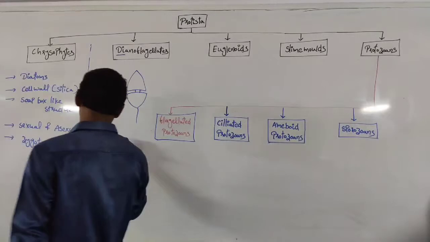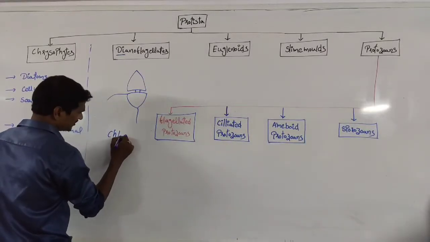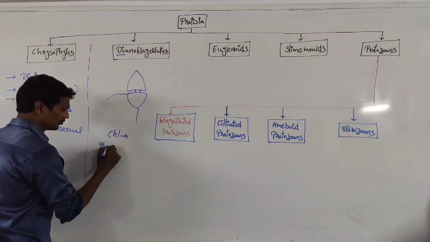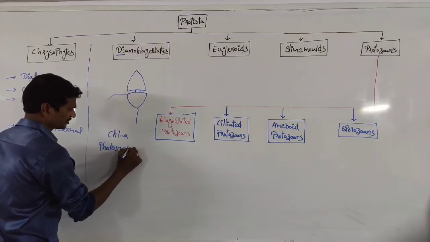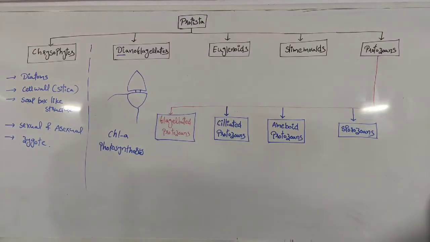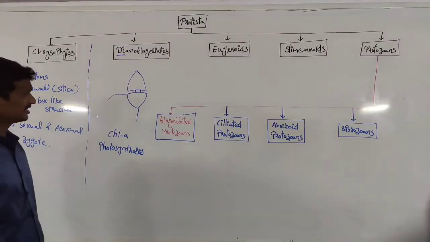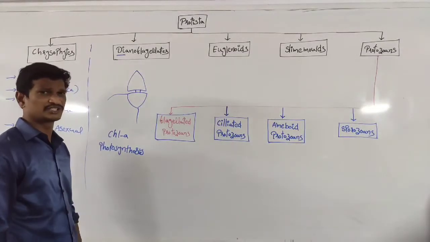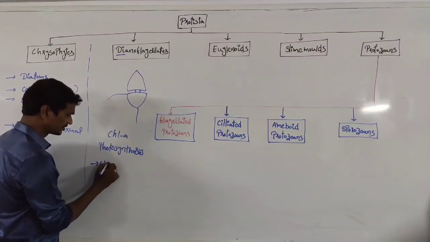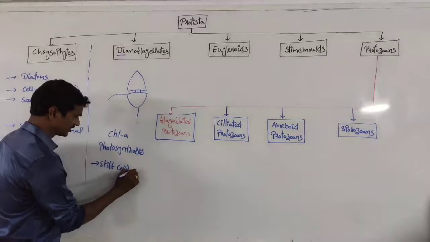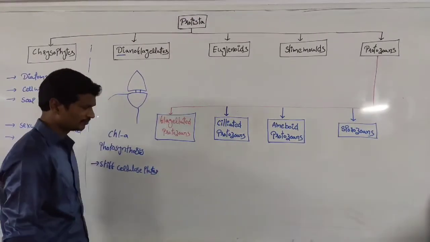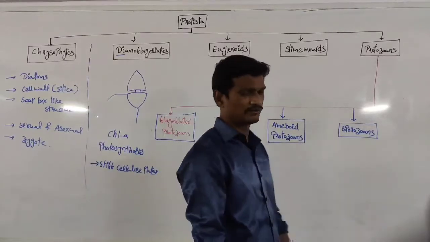The dinoflagellates also have chlorophyll A, and they perform the photosynthesis process. Right? That is about the dinoflagellates. Here the cell wall is made up of stiff cellulose plates. Stiff cellulose plates, right? That is about the dinoflagellates.